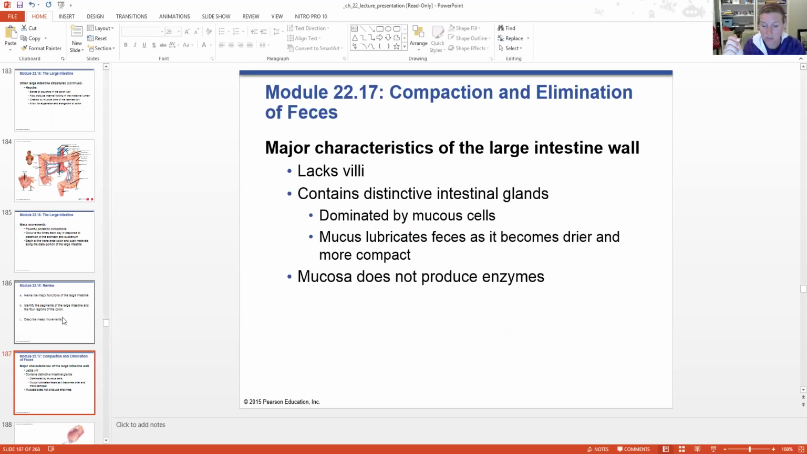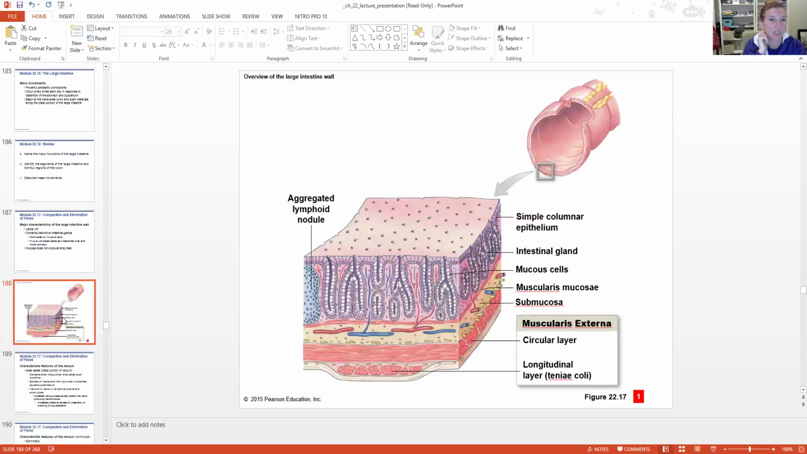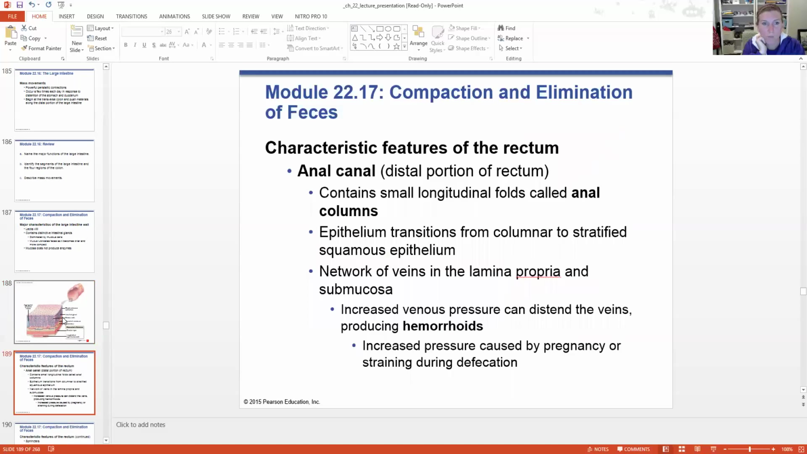The mucosa does not have any enzymes, unlike our small intestine, which was packed with enzymes, brush border enzymes, pancreatic enzymes, and so on. There's no enzyme action here in the large intestine. So here you see our lumen. It's very flat. We do have those glands with the mucus-secreting cells in them, secreting onto the lumen. And again, simple columnar epithelium throughout.